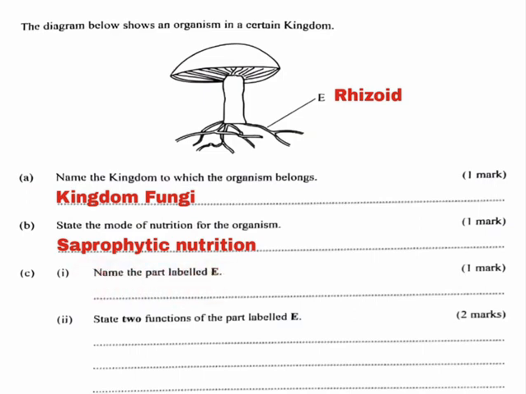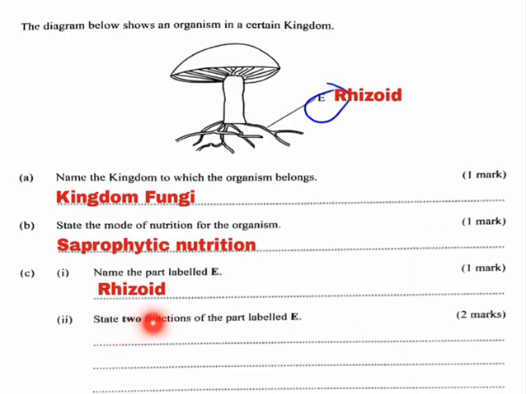Then as for question C, Roman numeral 1 is saying, name the part labeled E. So the part labeled E is called the rhizoid. So the answer here is rhizoid.